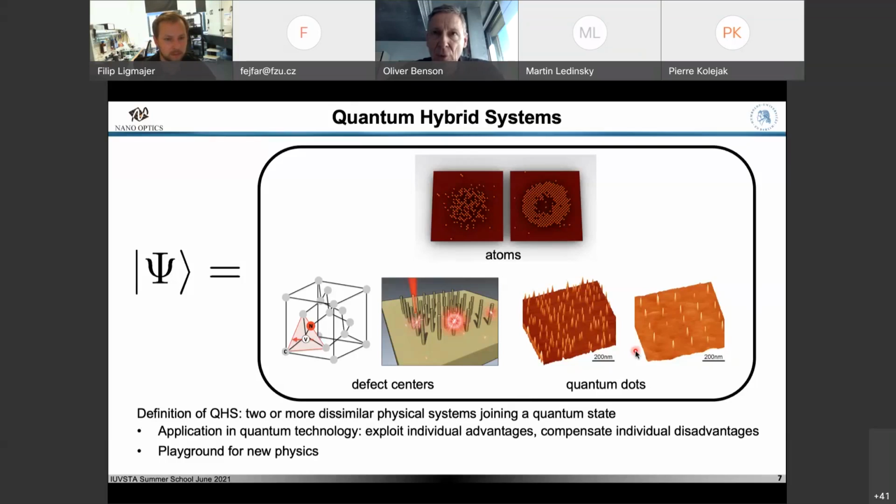However, they are a little bit hard to manipulate and trap. On the other hand, semiconductor systems like quantum dots can rely on the established fabrication technology, but the properties are not so great. And maybe something in between are some novel emitters in the solid state. So maybe you can combine both of the properties. So the idea of the hybrid system is to exploit the advantages of two different physical systems and maybe think about some applications in quantum technology, but also it may be interesting to study joint quantum states in different physical systems.